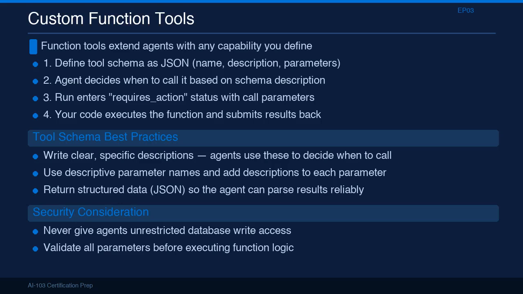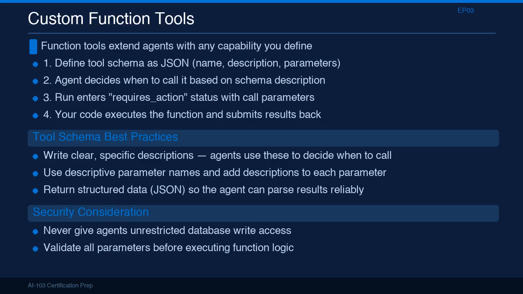Third, when the agent decides to call a function, the run enters the requires action status. The run is paused, and you receive the function name and arguments the agent wants to use. Fourth, your application code executes the actual function with those arguments, then submits the result back to the run. The agent continues from there.